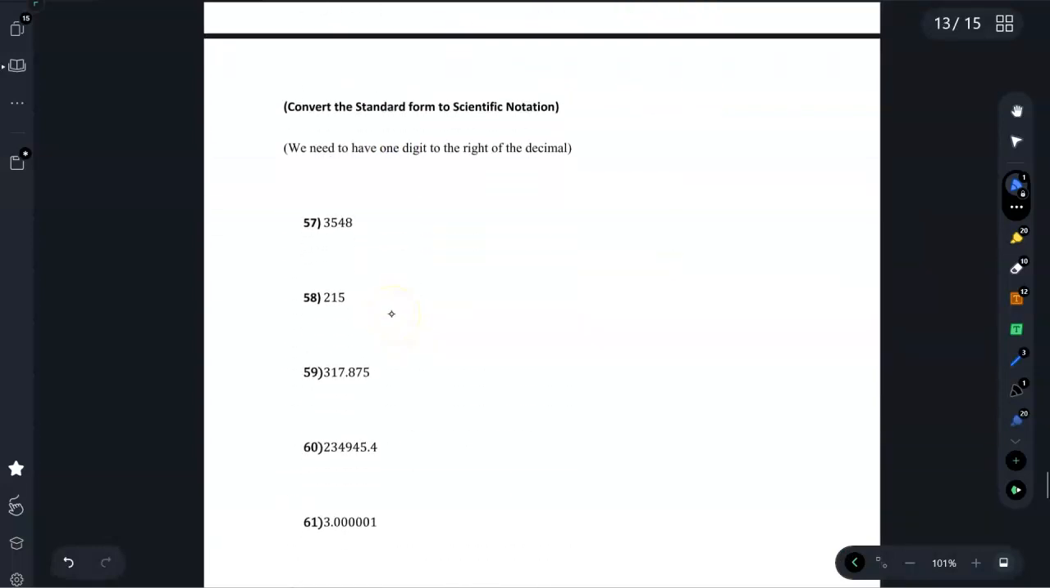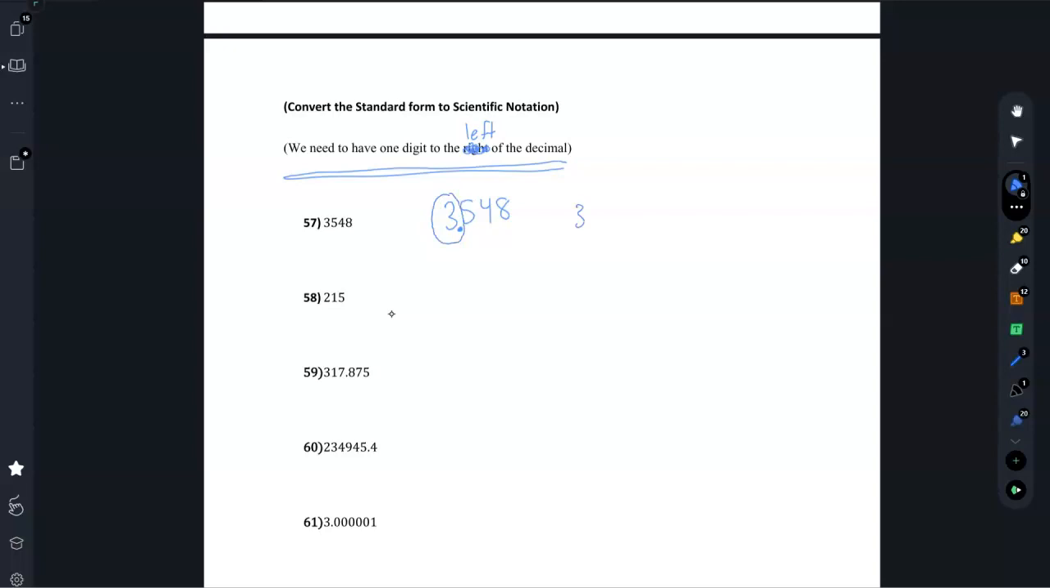All right, so now I'm taking something that's in standard form, or just what we would view as a traditional number, and I'm converting to scientific notation. So what we want to do is have 1 digit to the left of the decimal, not to the right of the decimal. So what I mean by that is if I'm starting with 3548 and I have a decimal, I only want 1 value to the left.